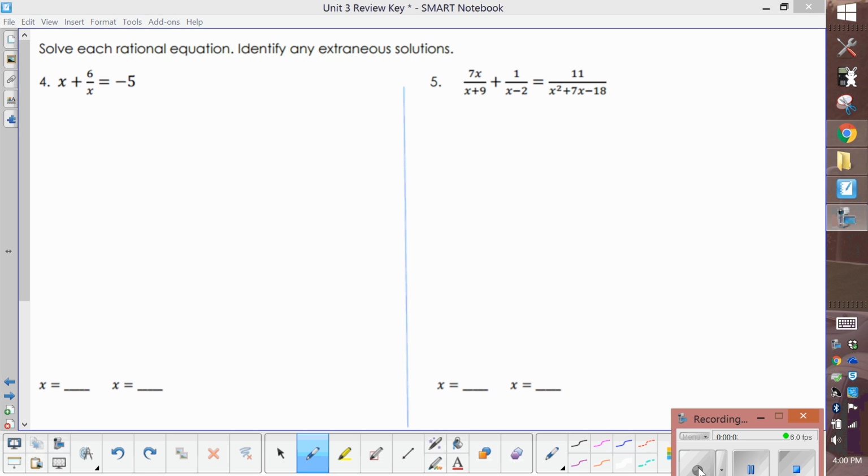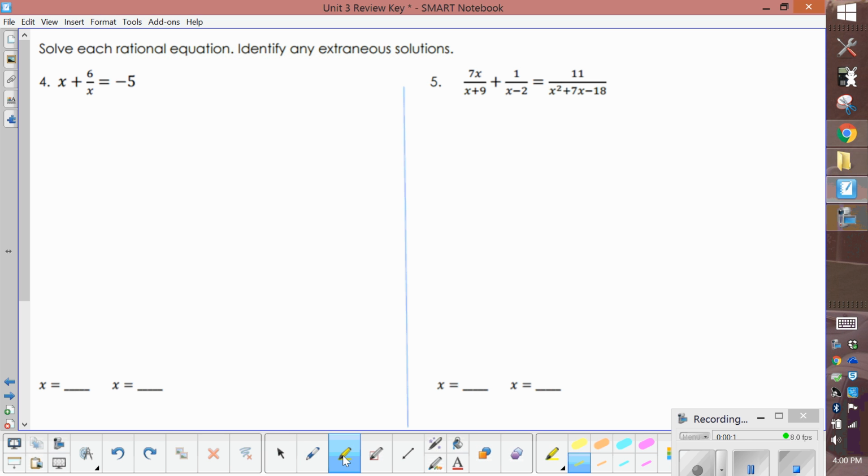Okay, we're going to go ahead and solve rational equations. This is from Unit 3 review, examples 4 and 5. We'll do these together. The first thing I need to do is find the lowest common denominator. We don't like fractions. If we can make fractions go away, life is a lot easier.